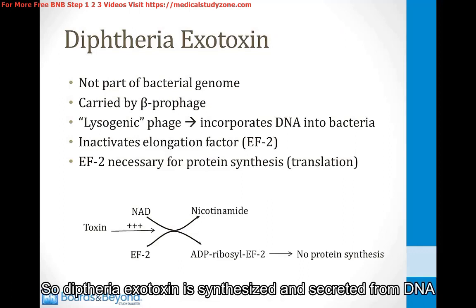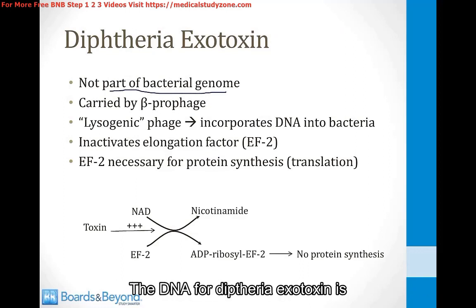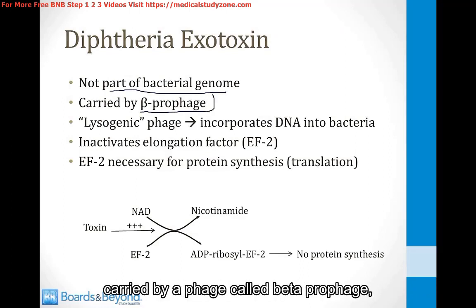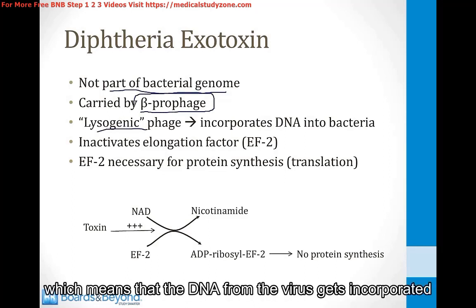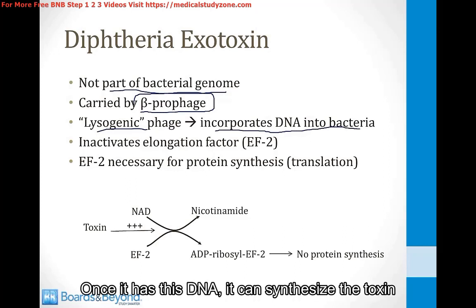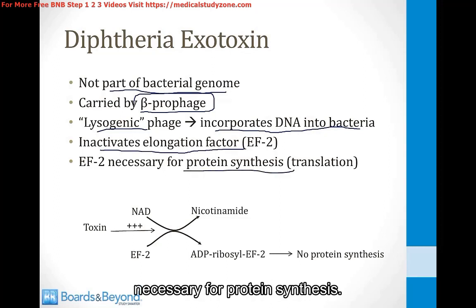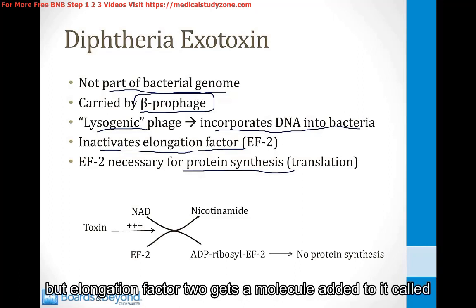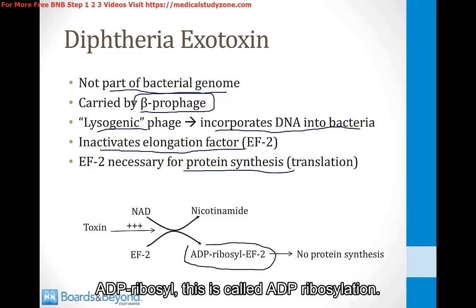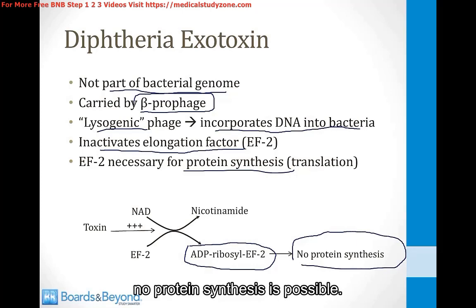So diphtheria exotoxin is synthesized and secreted from DNA that is not part of the bacterial genome. The DNA for diphtheria exotoxin is carried by a phage called beta-prophage, and this is a lysogenic phage, which means that the DNA from the virus gets incorporated into the diphtheria bacteria's DNA. Once it has this DNA, it can synthesize the toxin, and what the toxin does is it inactivates elongation factor 2. And elongation factor 2 is necessary for protein synthesis, and I talk about this in more detail in the module on virulence, but elongation factor 2 gets a molecule added to it called ADP ribose. This is called ADP ribosylation, and once EF2 has been ADP ribosylated, no protein synthesis is possible.